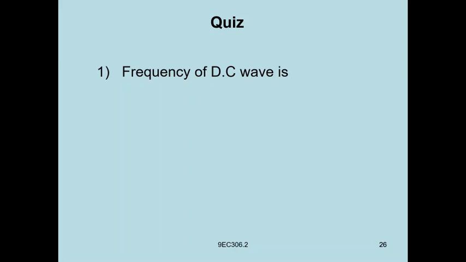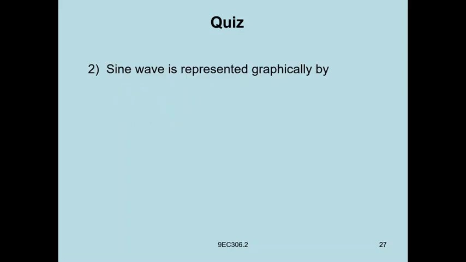Now the quiz. Frequency of a DC wave is which one? Frequency of a DC wave is 0. A sine wave is represented graphically by what? Phasor, complex wave? Graphically it is represented by a phasor. The sine wave is represented graphically by a phasor.